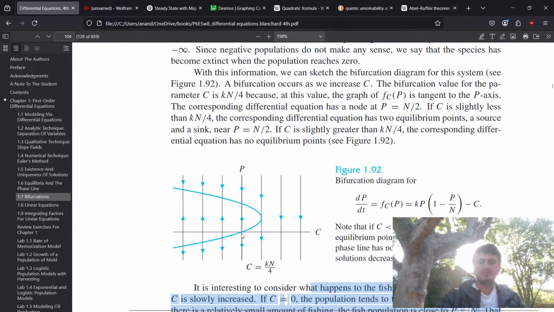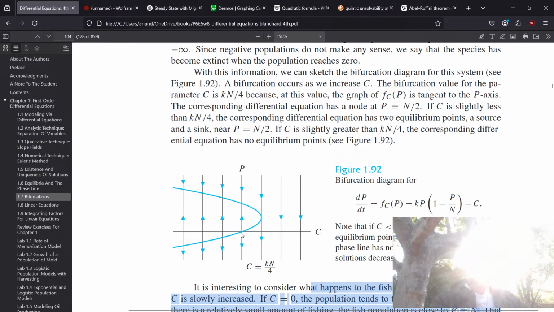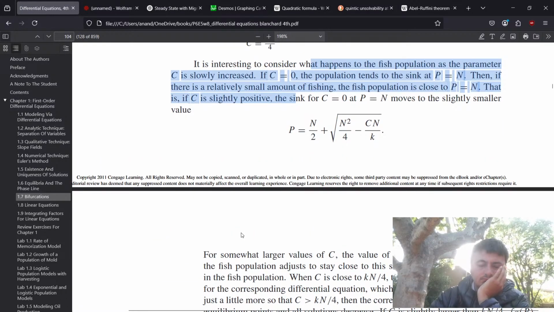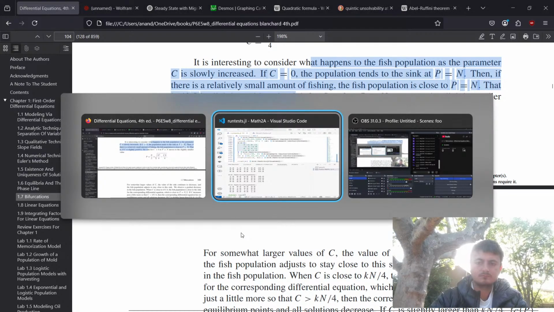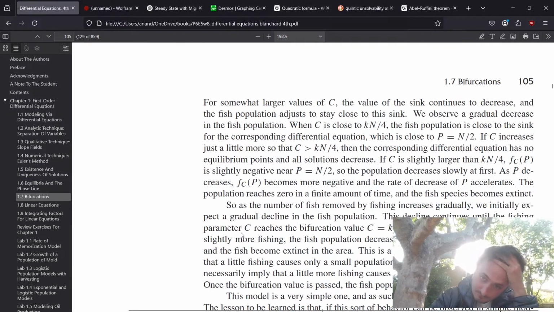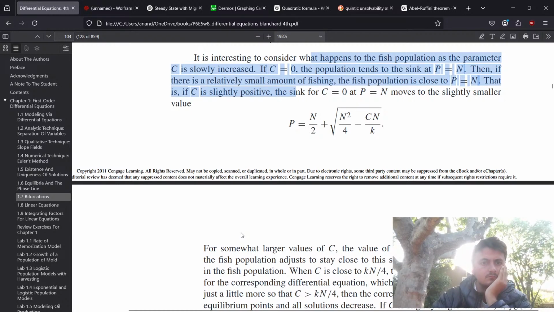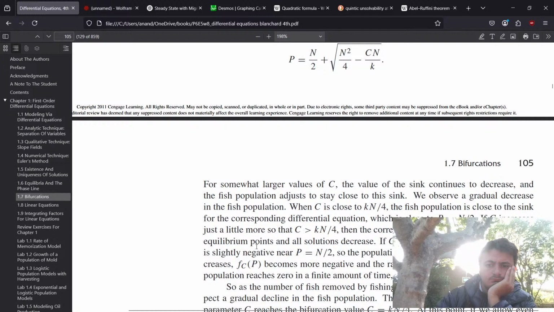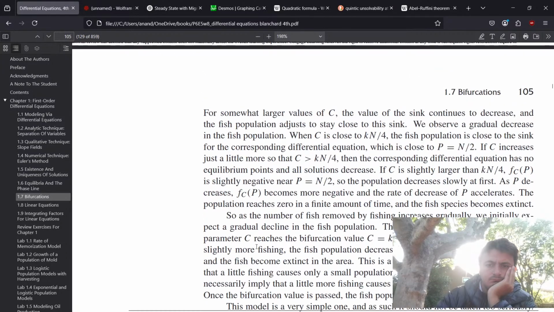Right, when C is 0, we have 2. This doesn't actually say... or I guess that is when P is 0. Yeah, okay. All right, let's just read it.